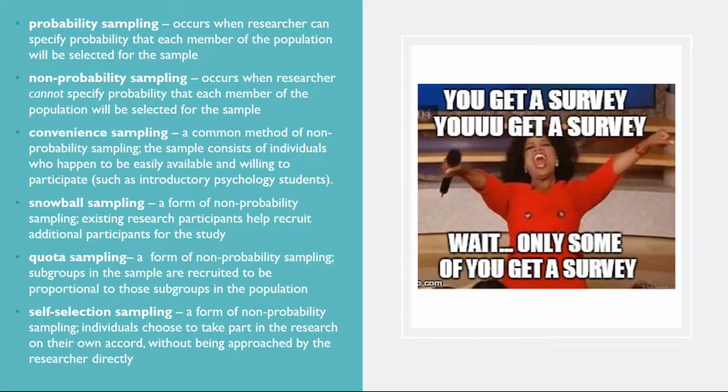For example, convenience sampling, studying individuals who happen to be nearby and willing to participate, is a very common form of non-probability sampling used in psychological research. Other forms of non-probability sampling include snowball sampling, in which existing research participants help recruit additional participants for the study, quota sampling, in which subgroups in the sample are recruited to be proportional to those subgroups in the population, and self-selection sampling, in which individuals choose to take part in the research on their own accord, without being approached by the researcher directly. Survey researchers, however, are much more likely to use some form of probability sampling.